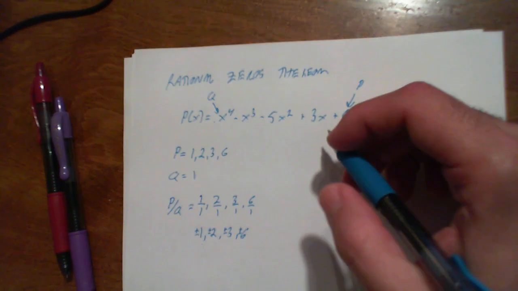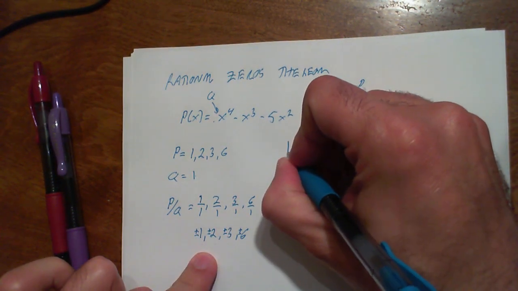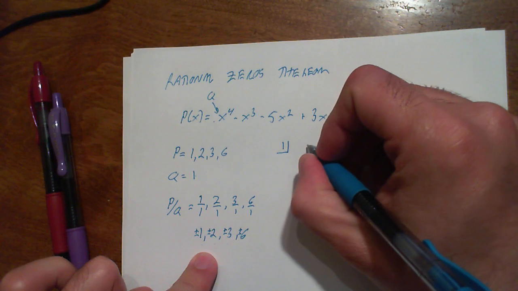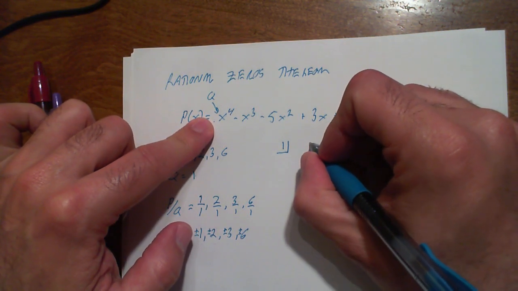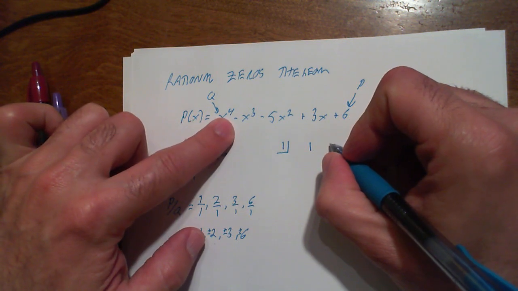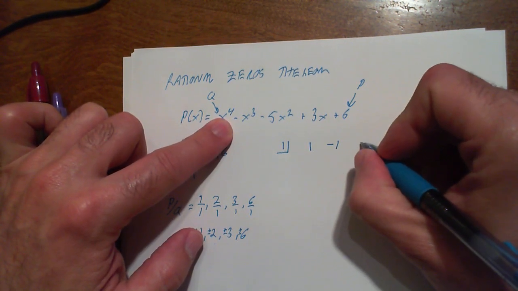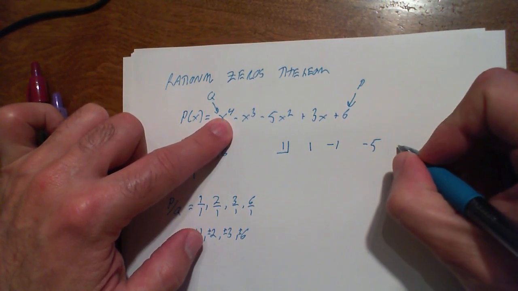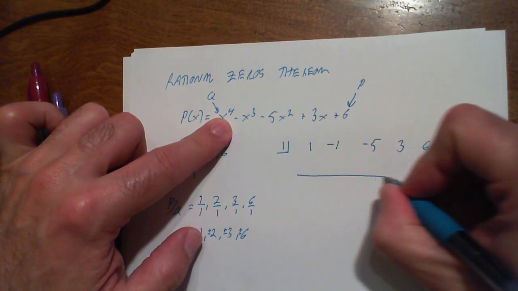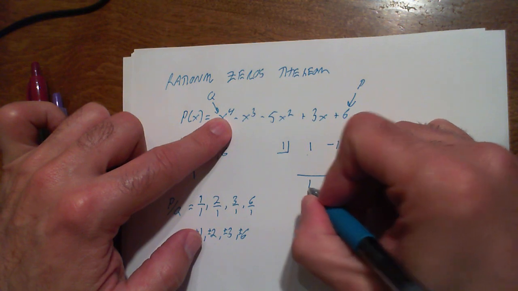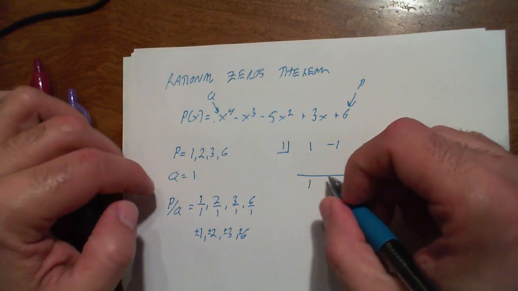So let's start with positive 1. So I start with 1, and then I go, let's do, remember, do you guys remember what this is called? 1, -1, -5, 3, and 6. Okay. Bring down the 1. Synthetic division.